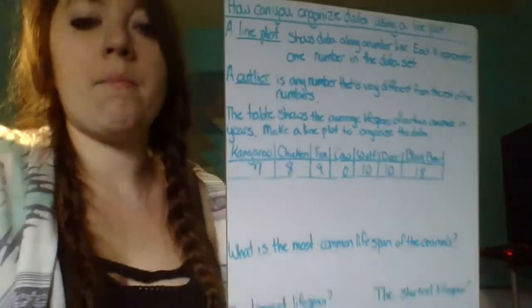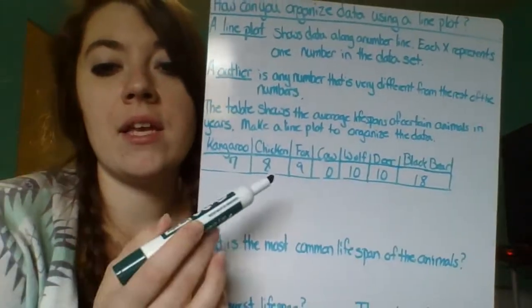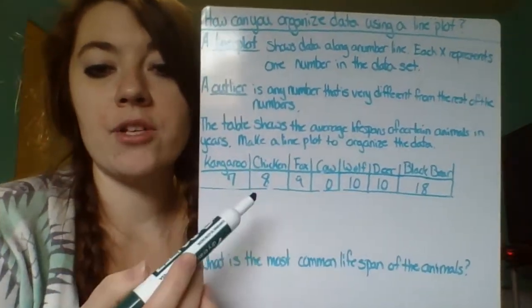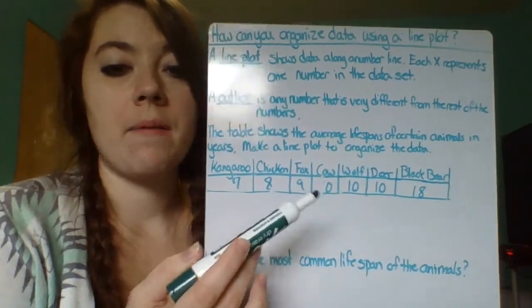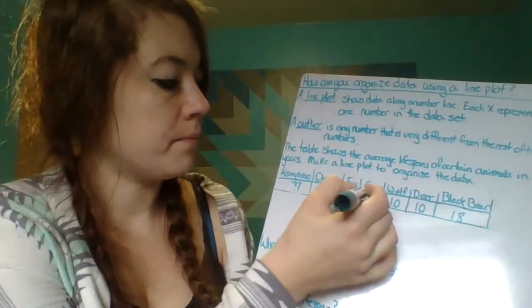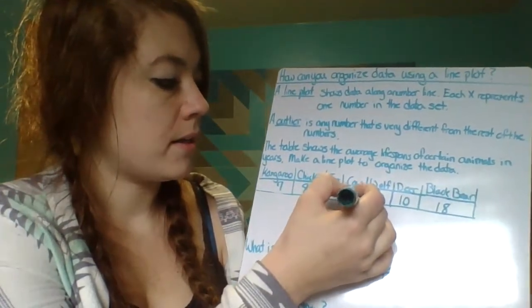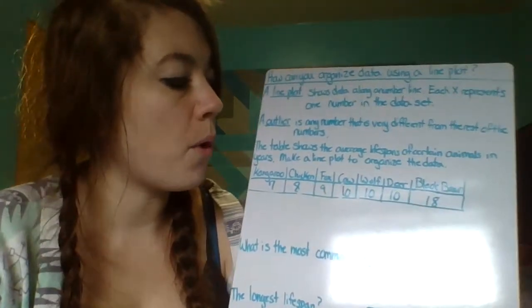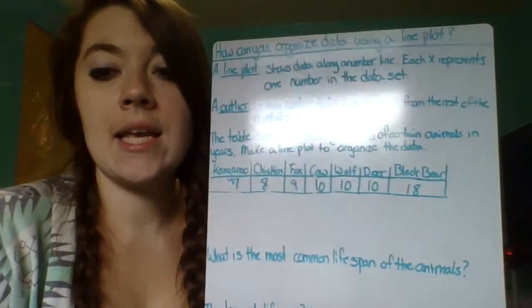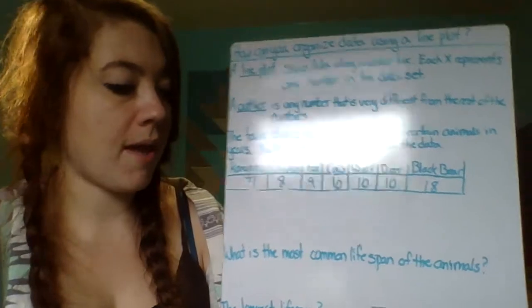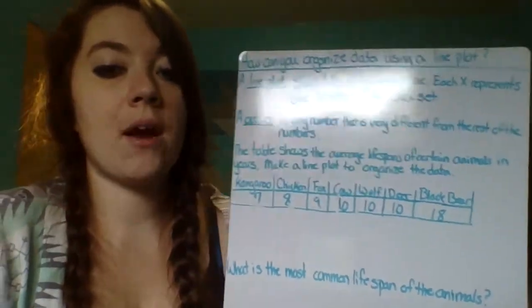So we've got 7 years for a kangaroo, 8 years for a chicken, 9 for a fox. That should say 10, sorry, got erased apparently. 10 for a cow, 10 for a wolf, 10 for a deer, and 18 for a black bear. So what we have to do is make our number line.